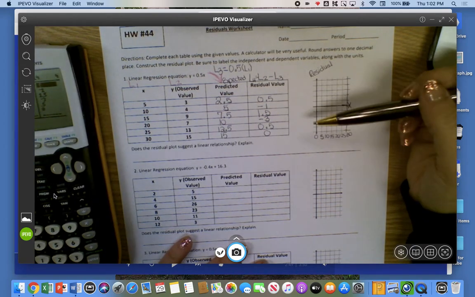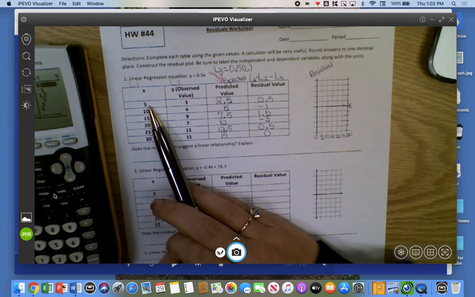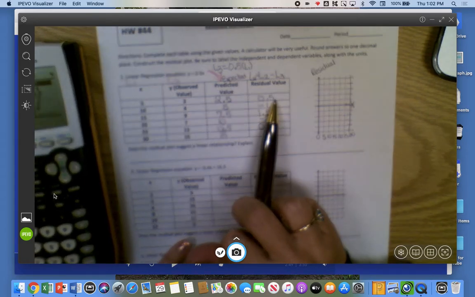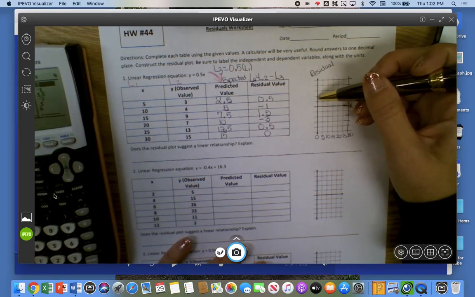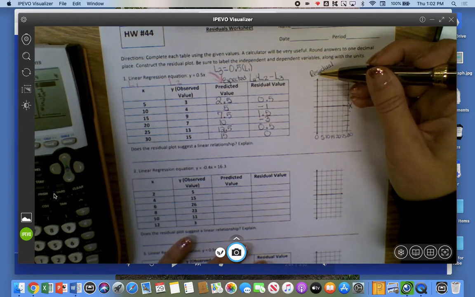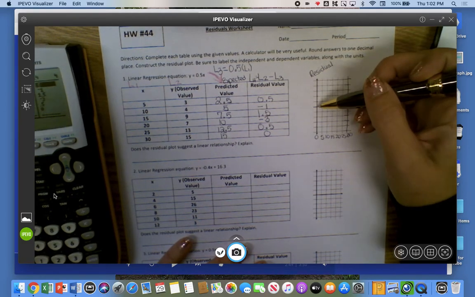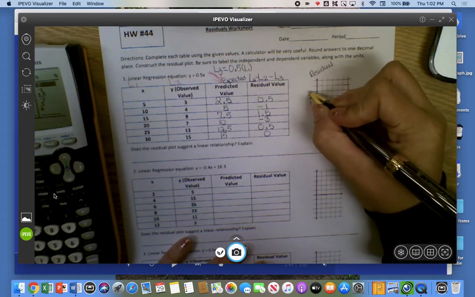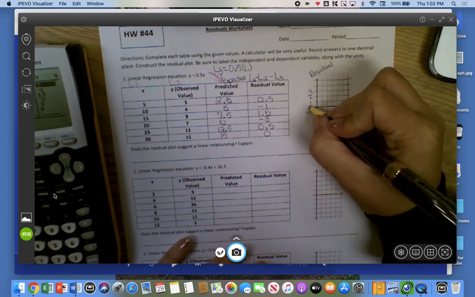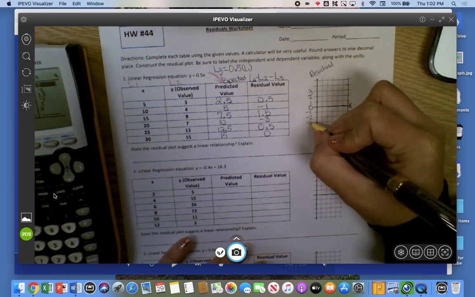All right, so when x is 5, the residual was 1/2 above. So we know that... let's just count by ones. 1, 2, 3, and negative, that would be 0, -1, -2, -3.